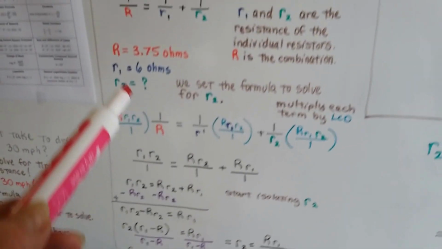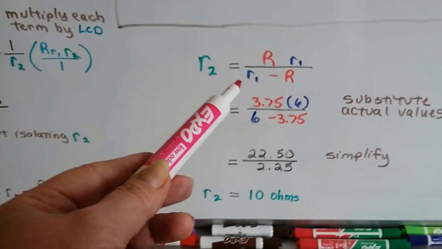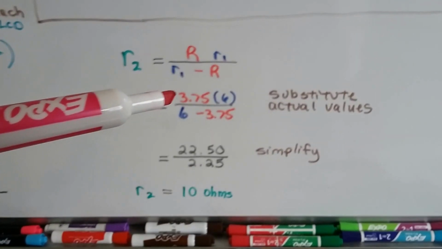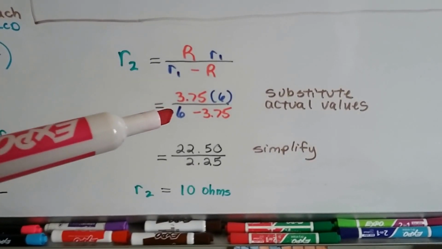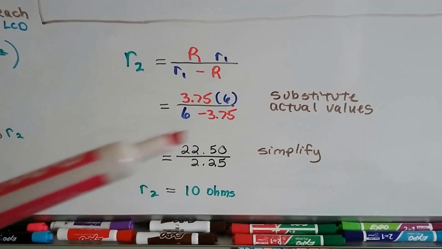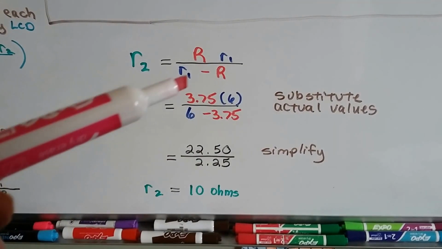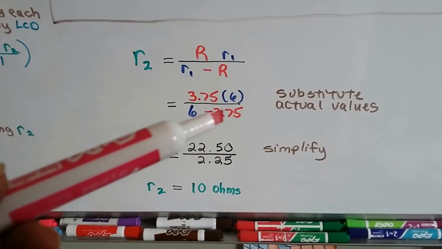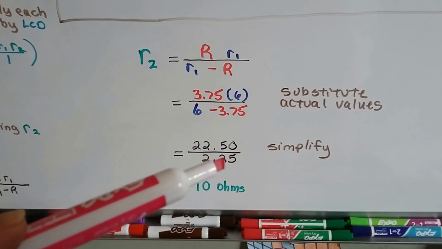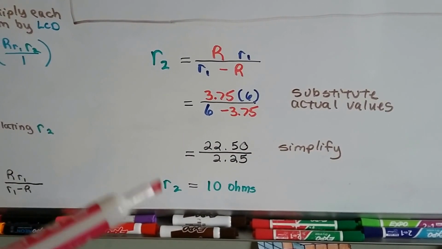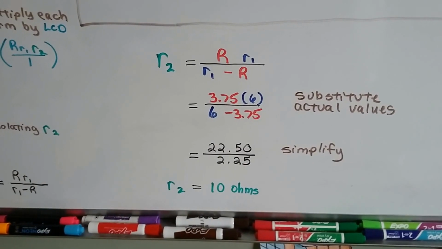We know our numbers are 3.75 and 6 ohms, so we're going to plug those in to this equation, and we get 3.75 times 6 over 6 minus 3.75, and substituting in those actual values. And 3.75 times 6 is 22.50. 6 minus 3.75 is 2.25. When we do the division, we get 10 ohms. So we know the r sub 2 is 10 ohms. See?